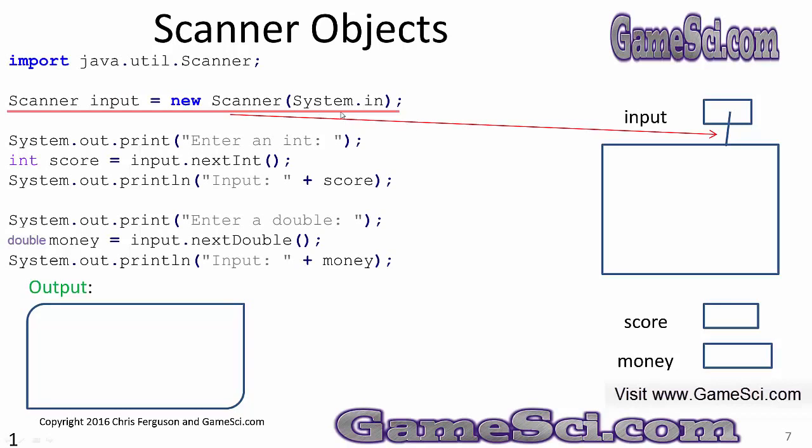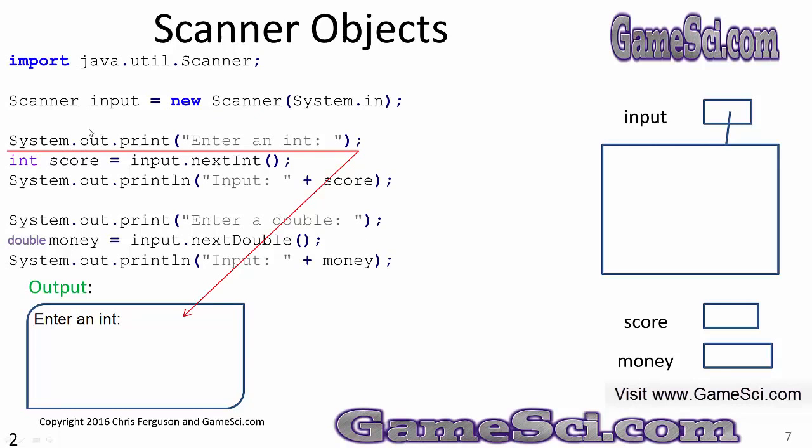Let's see how to use it. First, I'm going to do a little output. I'm going to do System.out.print("Enter an int"). Now notice the arrow. To my output, the words "Enter an int" were put. Whatever's in these double quotes here is going to be sent to the output of the screen. I can't ask the user to put something in without telling them what I want. So I'm asking the user to enter an int, a number without a decimal point.